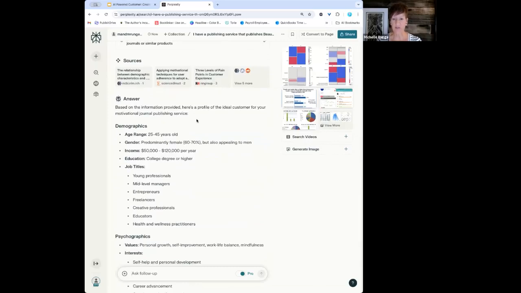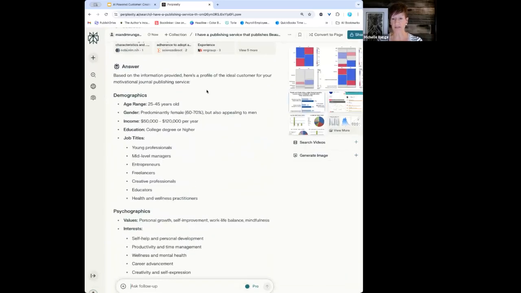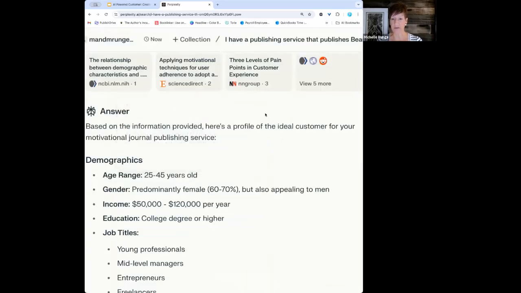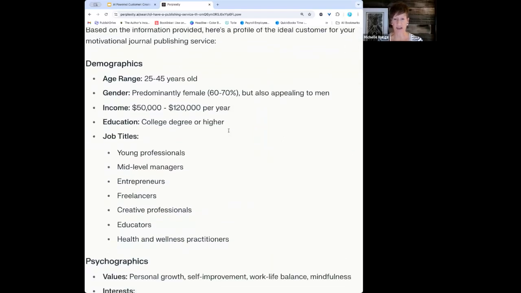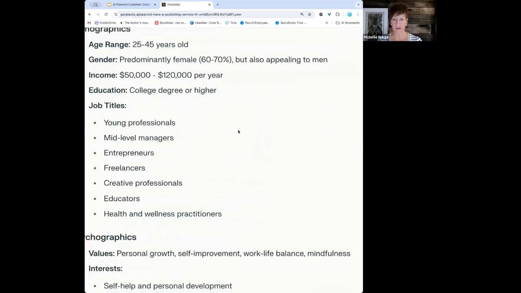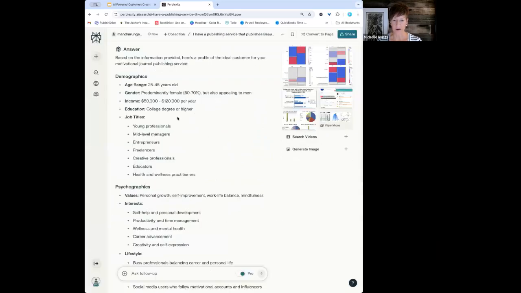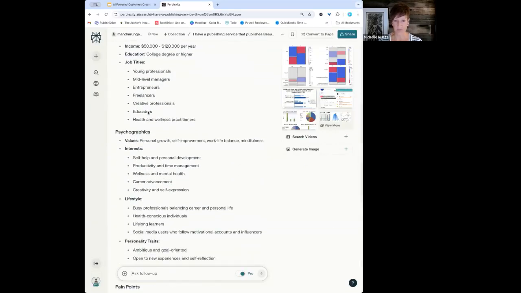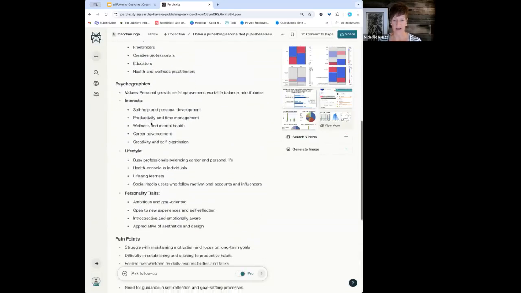So it says, based on the information provided, here is the profile of the ideal customer for your motivational journal publishing service. Age range is 25 to 45 years old, predominantly female, 60 to 70%. Income is 50,000 to 120,000 per year. College degree, young professionals, mid-level professionals, entrepreneurs. So you've got a pretty wide range of job titles.